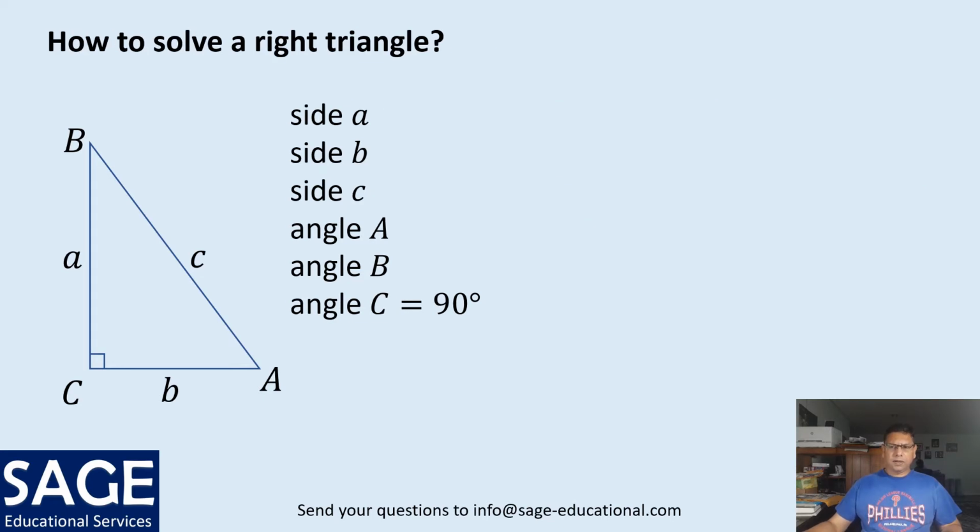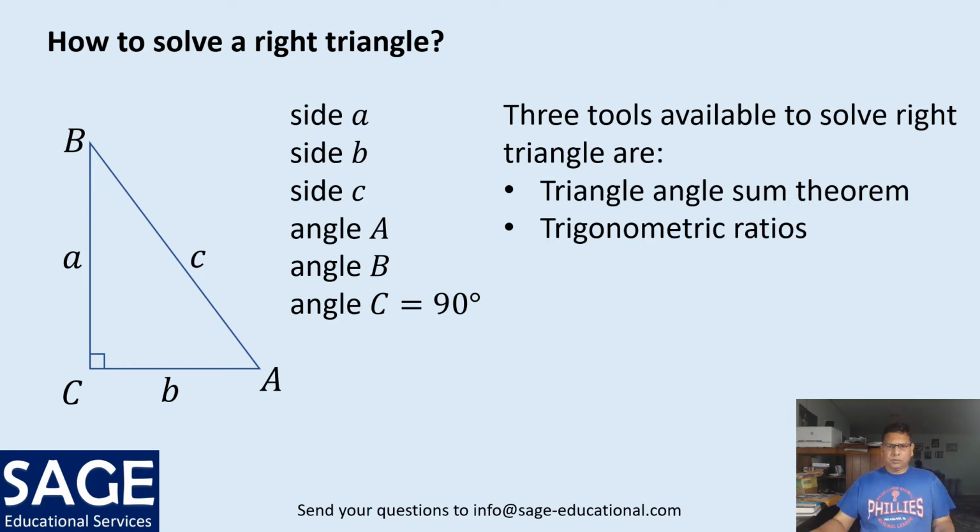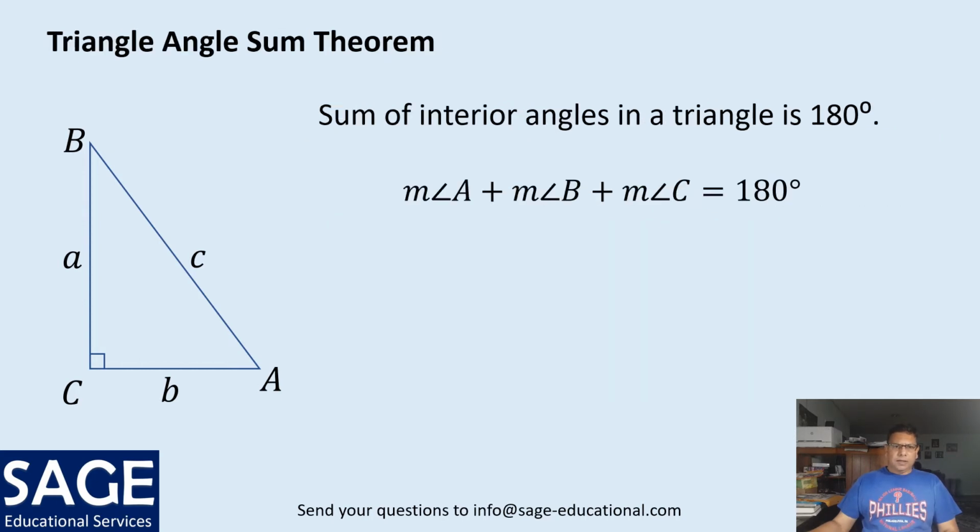Now, how do we solve a right triangle? We have two very powerful tools at our disposal: the triangle angle sum theorem, and the trigonometric ratios. We'll talk about both of them very briefly. The triangle angle sum theorem is very simple. It says the measure of angle A plus the measure of angle B plus the measure of angle C is equal to 180 degrees. The sum of angles in a triangle equals 180 degrees.